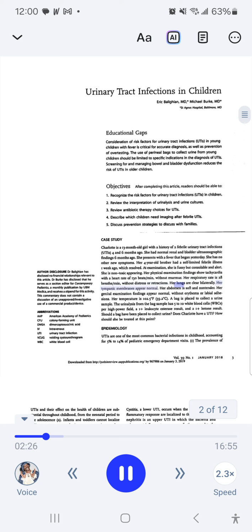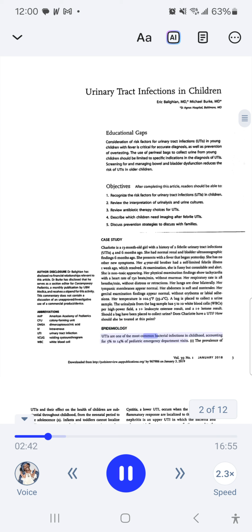Her lungs are clear bilaterally. Her tympanic membranes appear normal. Her abdomen is soft and non-tender. Her genital examination findings appear normal without erythema or labial adhesions. Her temperature is 102.5 degrees F, 39.2 degrees C. A bag is placed to collect the urine sample. The urinalysis from the bag sample has 5 to 10 white blood cells, WBCs, per high power field, a 1+ leukocyte esterase result, and a 1+ ketone result.